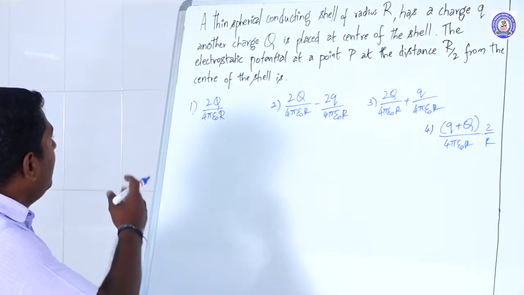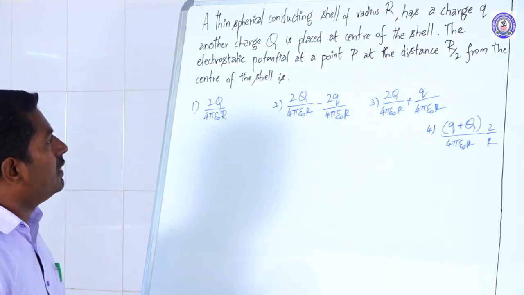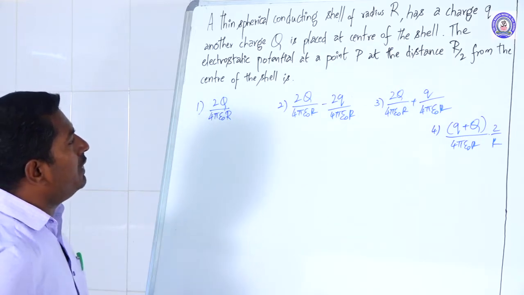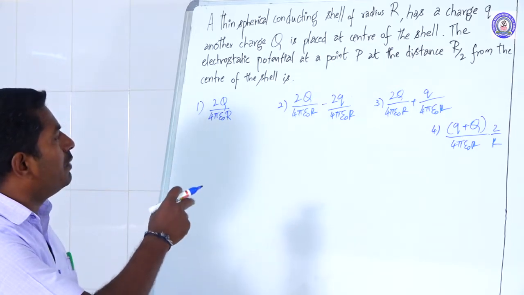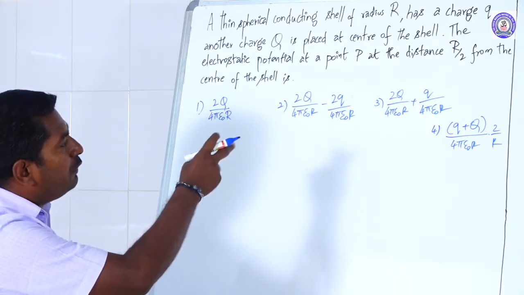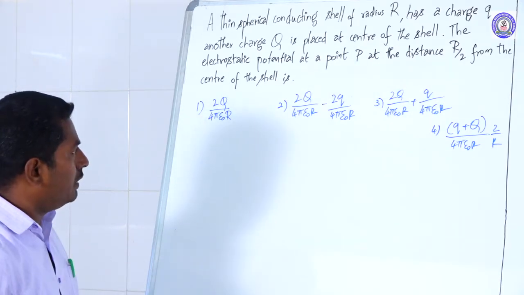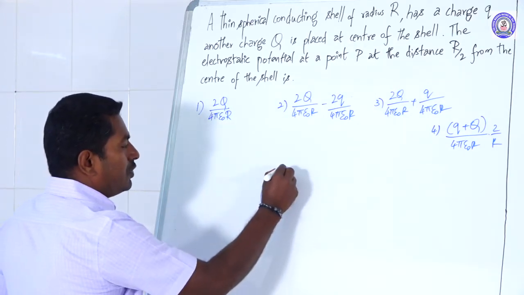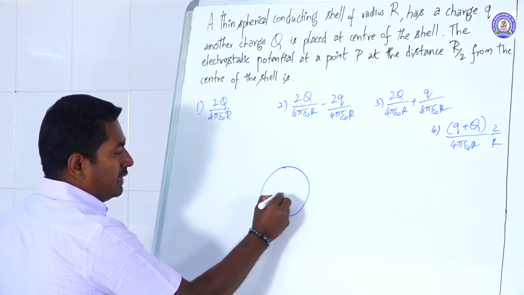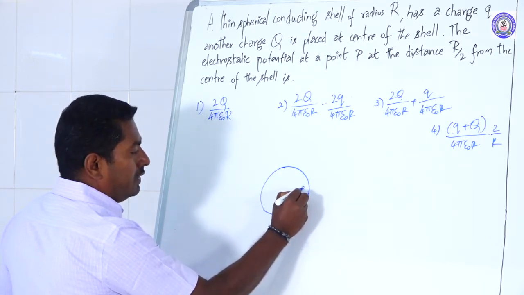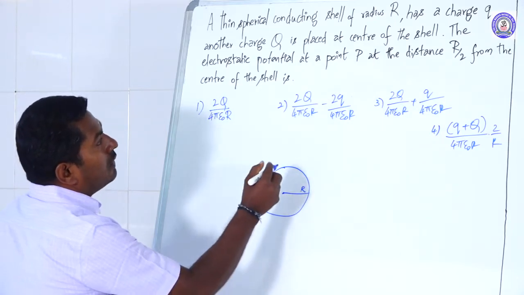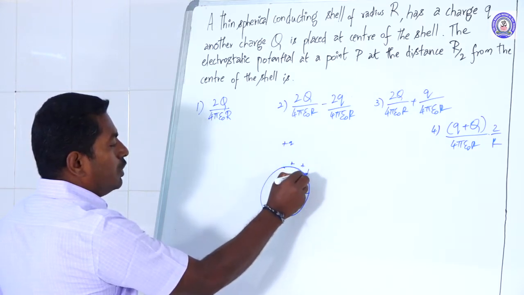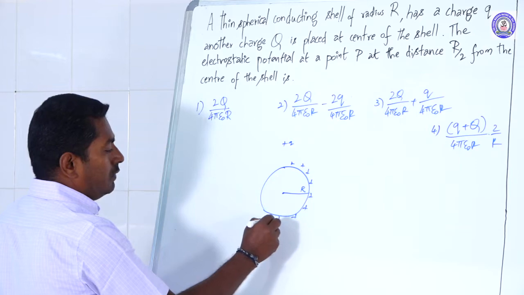So next problem. A thin spherical conducting shell of radius R has a charge Q, and another charge, capital Q, is placed at the center of the spherical shell. Then find the electrostatic potential at a point P at a distance of half of the radius of the spherical shell from the center of the shell. So let us consider one charged spherical shell, with its center and radius R. Charge Q is uniformly distributed on the surface of the spherical shell.